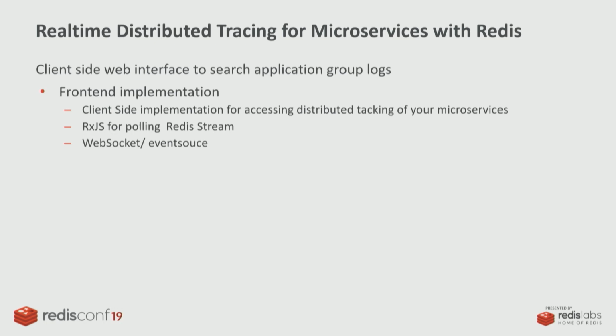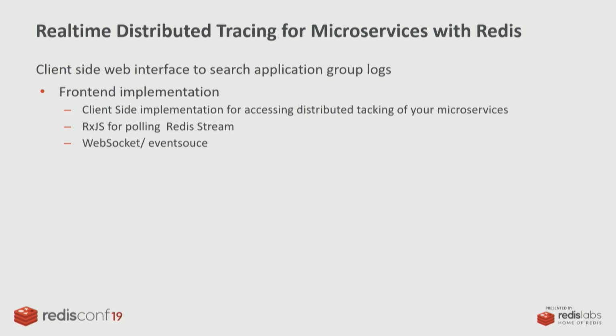Now, when you have sent the data to Redis stream, finally you would like to implement a web UI, and you can do it in many ways. Long polling is one of the solutions, but RxJS is a good library which you can use. It's a JavaScript library which you can use for polling Redis stream, or you can also implement WebSocket or event source.